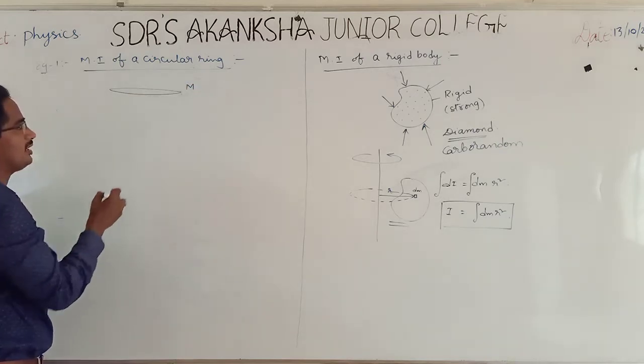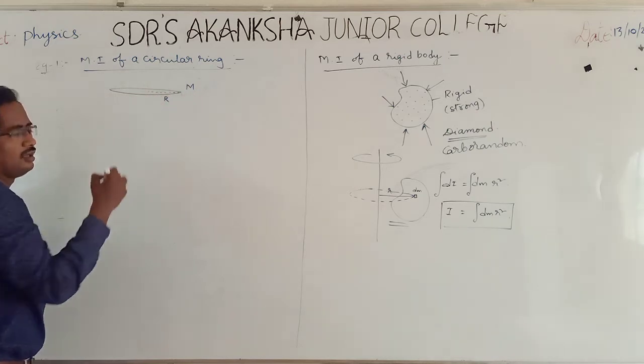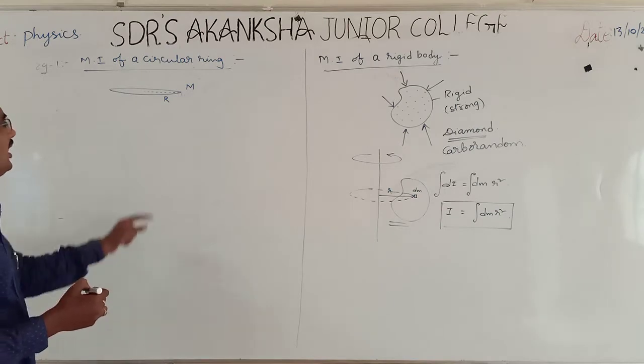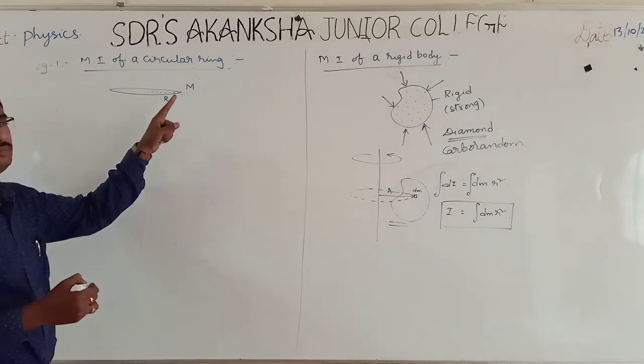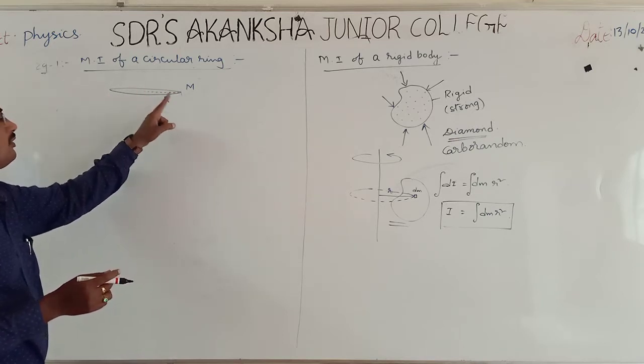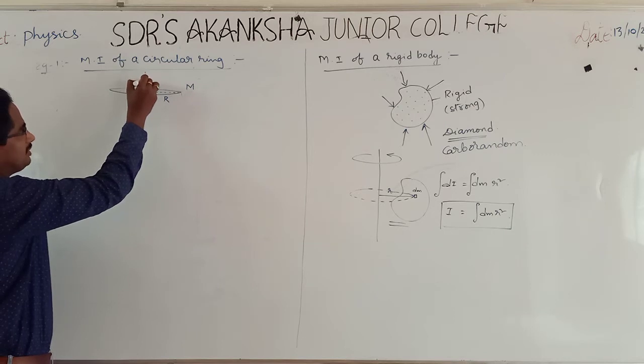What is the mass of that one? M. What is the radius of this? Capital R. Now, actually, this is a uniformly distributed mass body. Mass has to be distributed uniformly over this ring. I would like to get the moment of inertia about this axis.